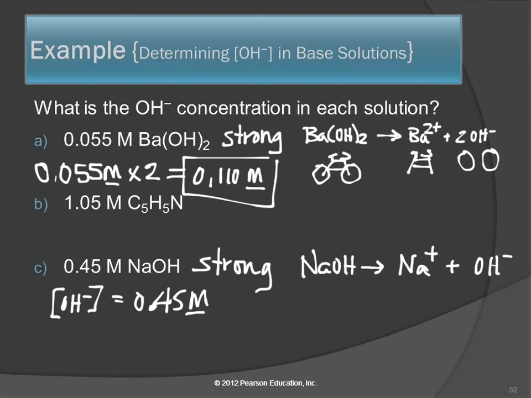So for the strong acids and the strong bases, we can tell something about the hydroxide ion concentration or the hydronium ion concentration from the concentration of the strong acid or the strong base, because we know it all comes apart. For the weak ones, though, we can't tell. C5H5N, strong base, weak base. It's going to be weak. So what can we say about the hydroxide ion concentration? It's less than 1.05. That's all we can say. That is not a 6.